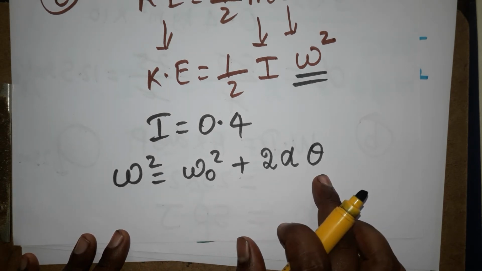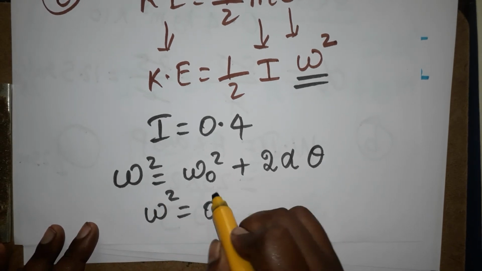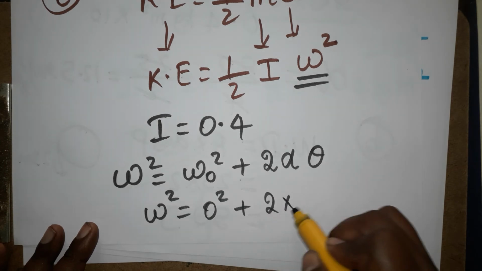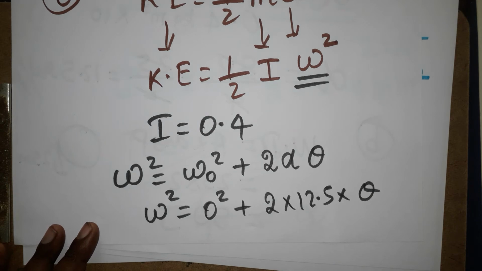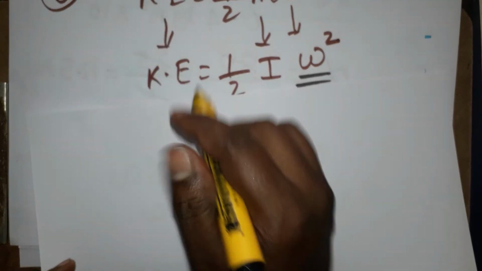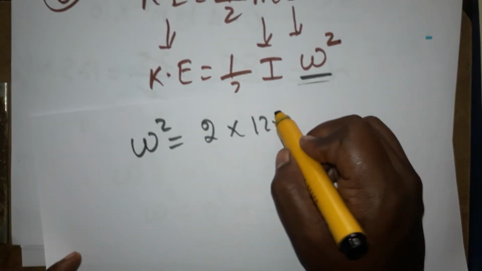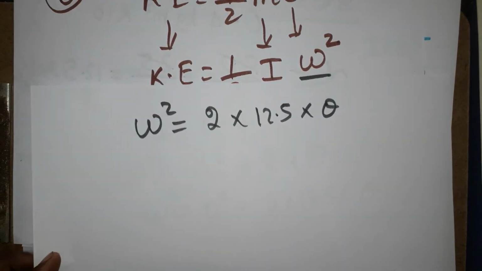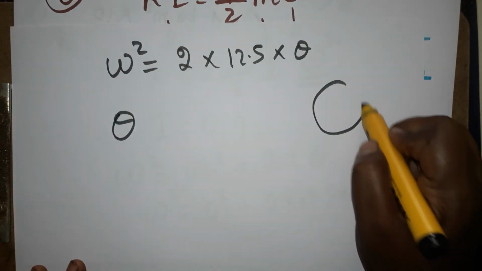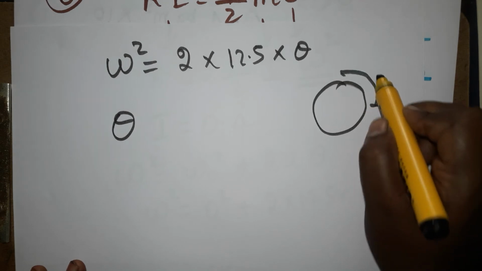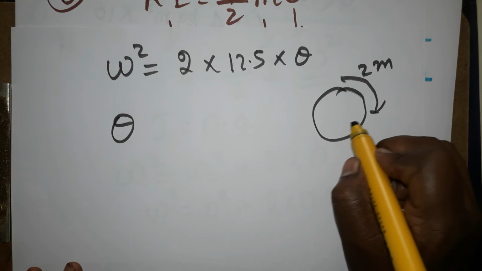Theta also we can easily calculate. Omega square, initially 0 only, the starting is 0. Omega square is 2 times 12.5 into theta. Now you need to know theta to proceed with the problem. Finding theta also has a very simple method. It is circular motion, and the displacement of 2 meter is already given.